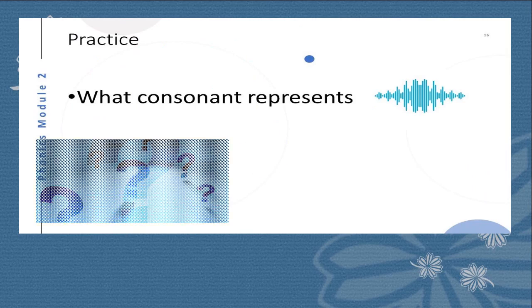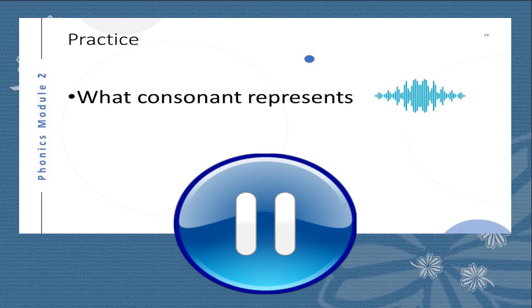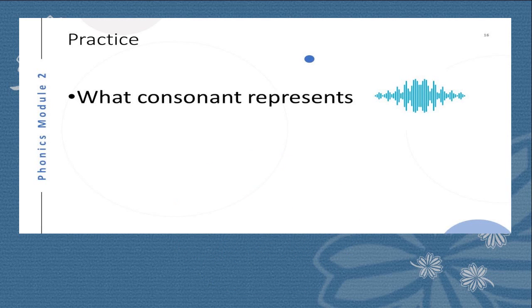What consonant represents K? In this section, the phoneme K represents the letter Q, while the phoneme K does represent other consonants. We haven't gotten to them yet.